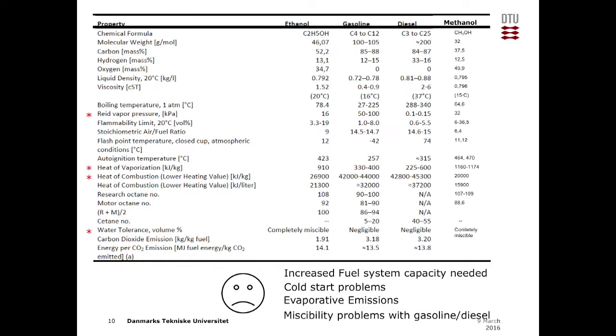Now, this is the vapor pressure of different fuels. And we can see that actually the vapor pressure of pure methanol is lower than gasoline. But something strange happens if we mix it with gasoline, then actually the resulting evaporative pressure exceeds the evaporative pressure of gasoline. So therefore we need a higher capacity of canisters and things like that to reduce evaporative emissions. So that's a drawback of the fuel.